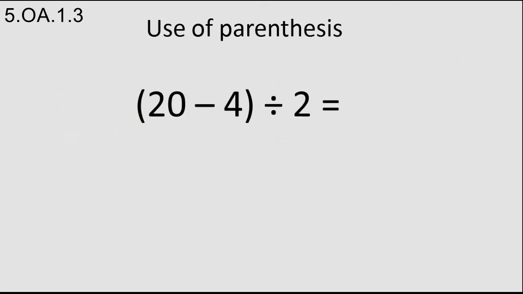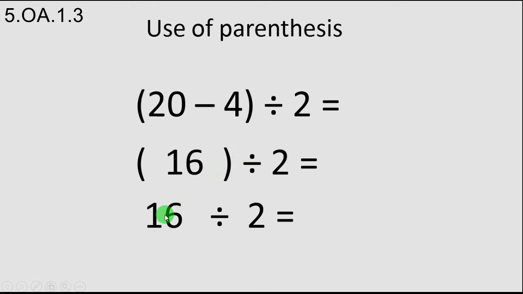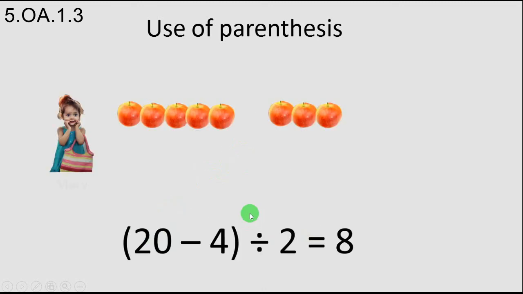Let's do the math. First, we solve what's inside parentheses. 20 minus 4 is 16 divided by 2. We don't need the parentheses anymore, so 16 divided by 2 is 8. You see, Mary now has 8 apples for her.